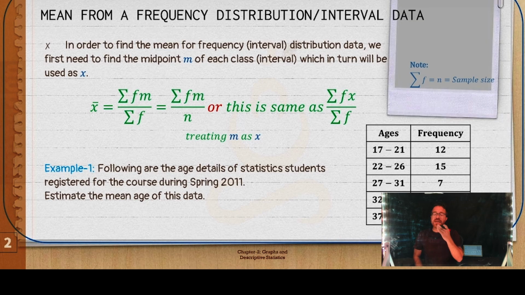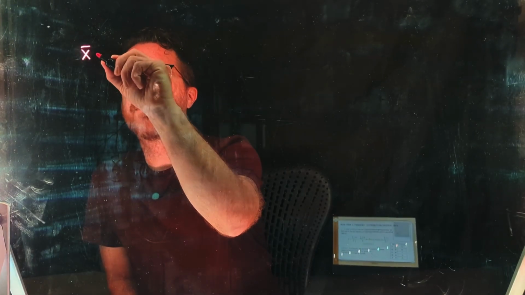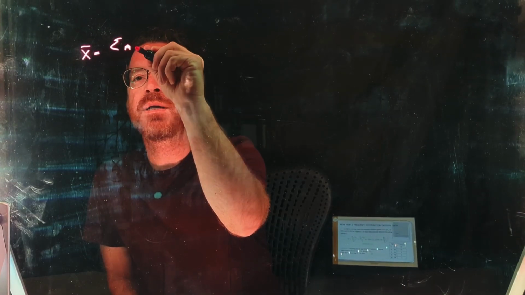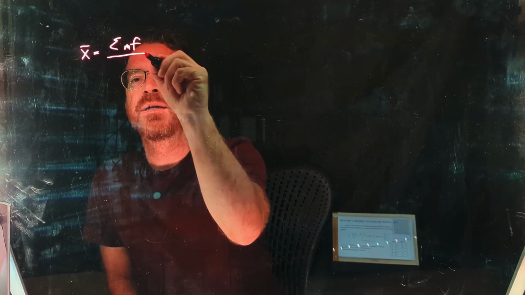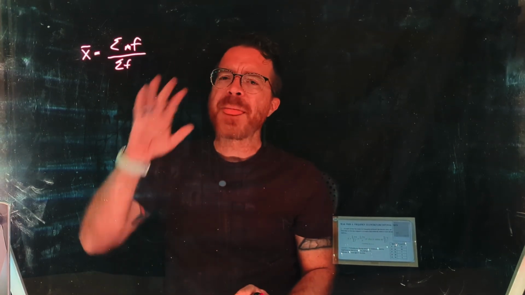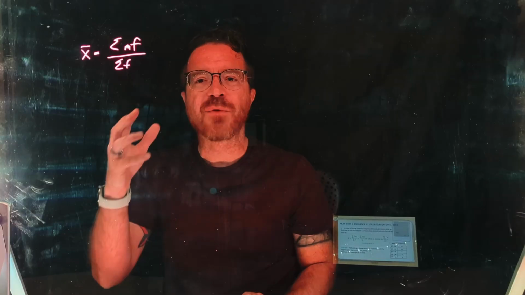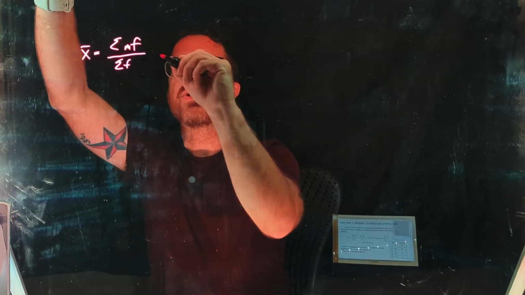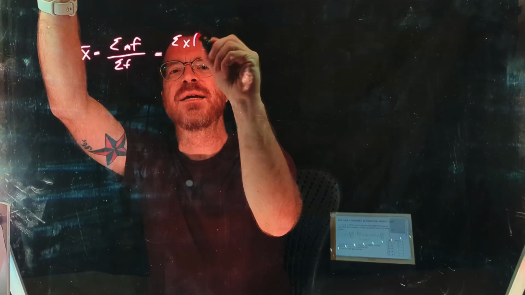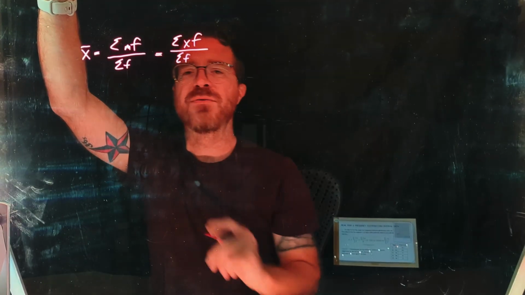In order to find the mean when you have table data, you are going to use x bar equals the sum of m times f divided by the sum of f. Now, I don't want you to get confused because suddenly we're using the term m. M is just a way of writing the midpoint. But you could just as easily have written this as the sum of x times the frequency of x divided by the sum of f.